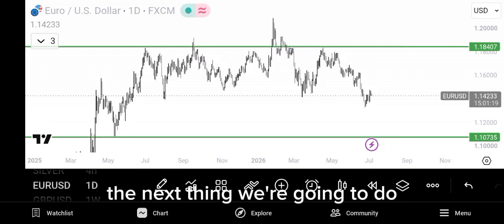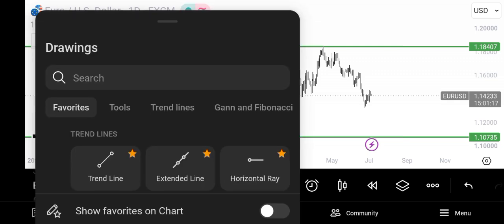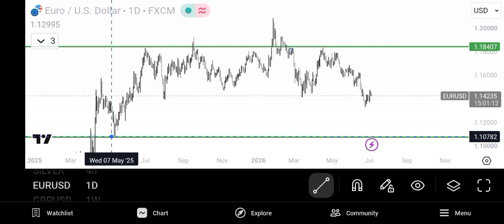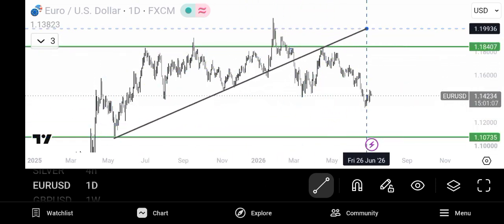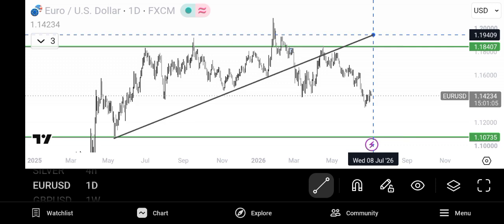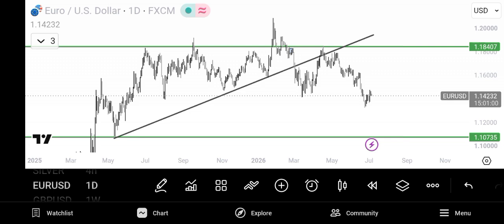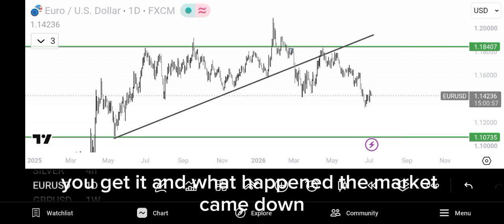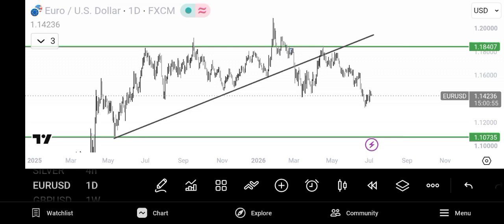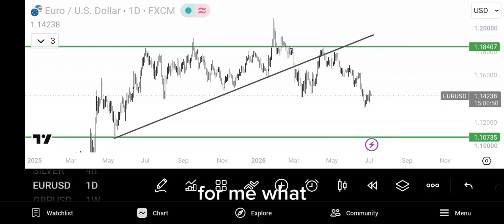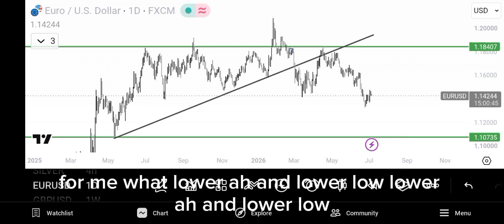The next thing we're going to do, we're going to draw a trend line to know the directional bias. Now, you see, the market was going up. You get it? And what happened? The market came down, broke the trend line, and started coming down. Lower and lower low, lower and lower low.